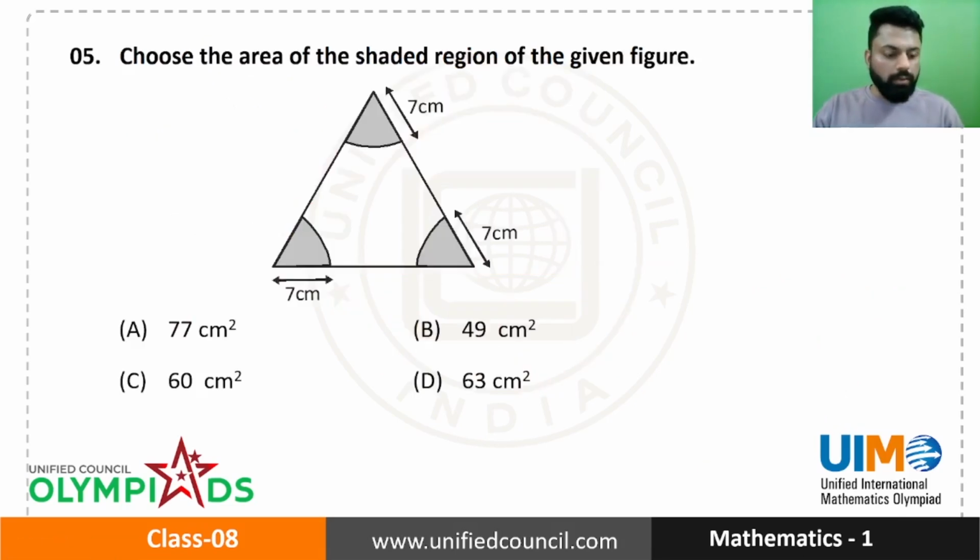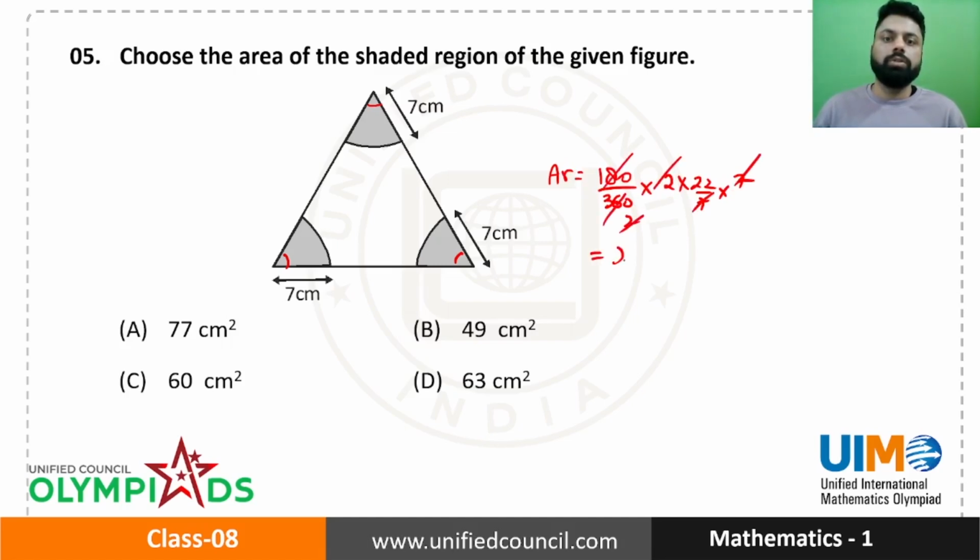Next one. Choose the area of the shaded region. So see, as this is a triangle, the sum of all these three angles will be 180 degrees. So area will be equal to 180 upon 360 multiplied by 2 into 22 upon 7 into r. 7 will get cancelled out. This is 2 times, this is 2, so this is 22 centimeter square. Find the area of the shaded region.